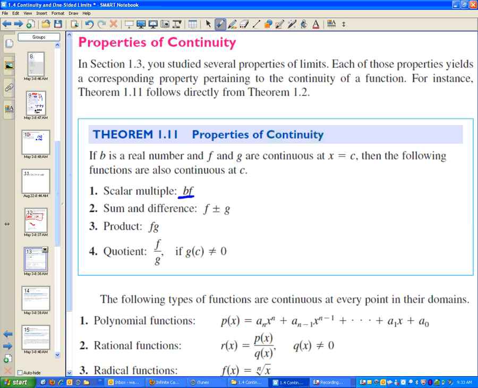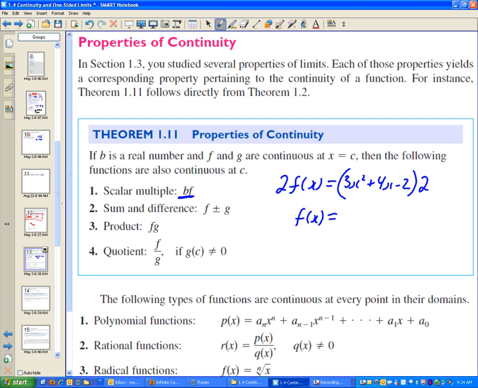For instance, if you had a polynomial function, and you multiply the whole thing by 2, the result would be another polynomial function, and it's going to be continuous also. Okay? Some are different. If you have two different continuous functions and you either add them together or subtract one from the other, the result is a continuous function.